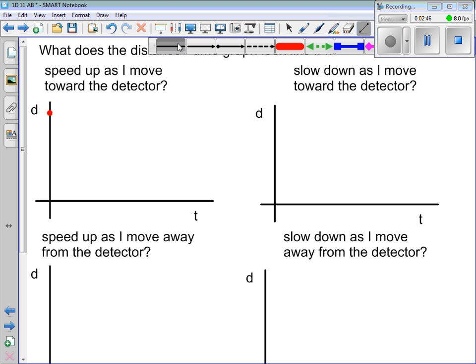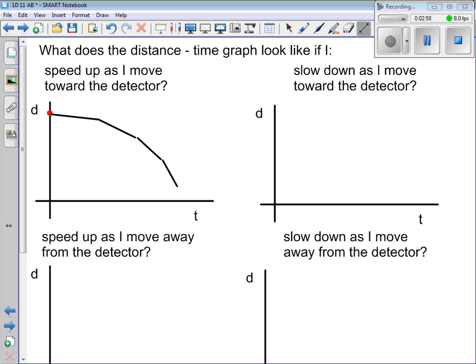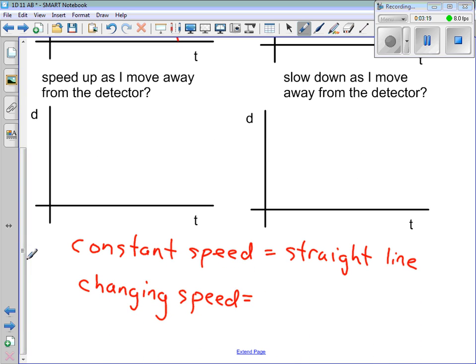So let's say I start off going slowly here towards the detector, and then I speed up, so I make my line a little bit steeper, and then a little bit steeper again, and then a little bit steeper again. I can take this series of straight lines and imagine what would happen if I was continuously speeding up. So instead of a series of straight lines, I would have a curved line that kind of went like this. So anytime my speed is changing, I'm going to end up with a curved line.